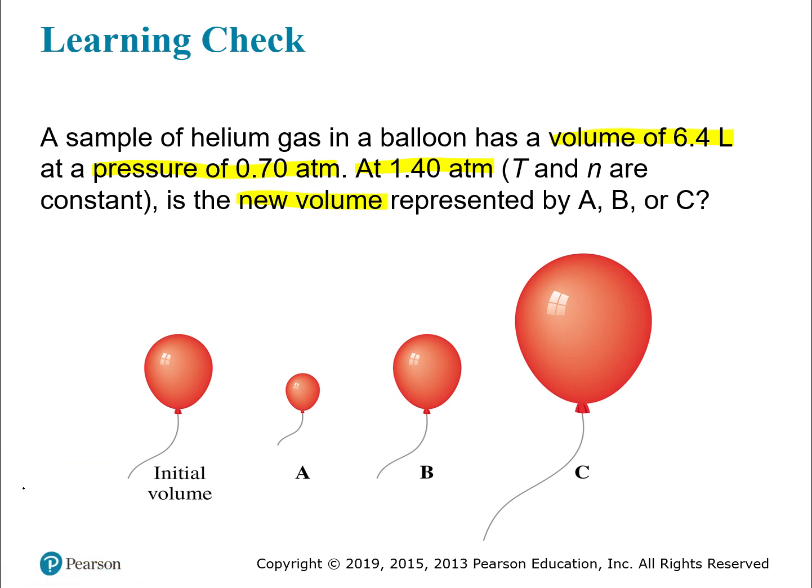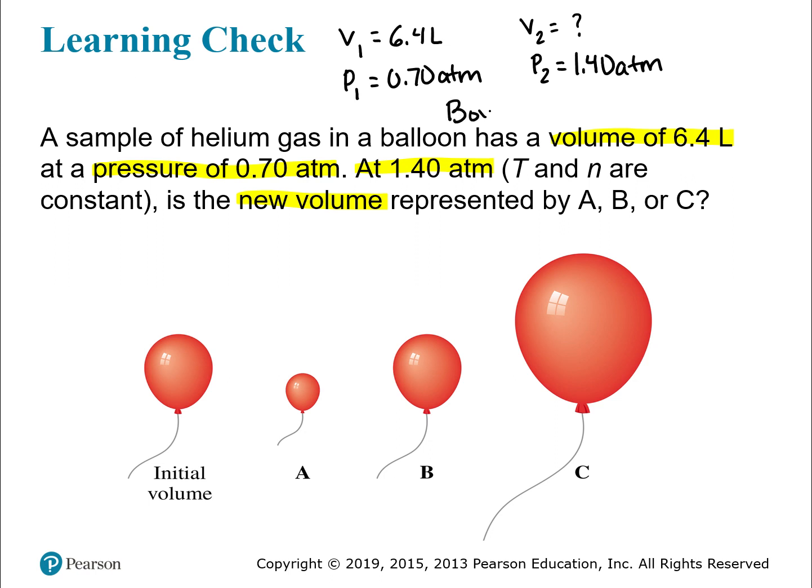So let's break this question down. We've got a volume and a pressure. These are the initial conditions of the gas. We have another pressure. And we don't know what the new volume is going to be. Now, we don't need to do any calculations here, but we do need to use Boyle's law, the concept.